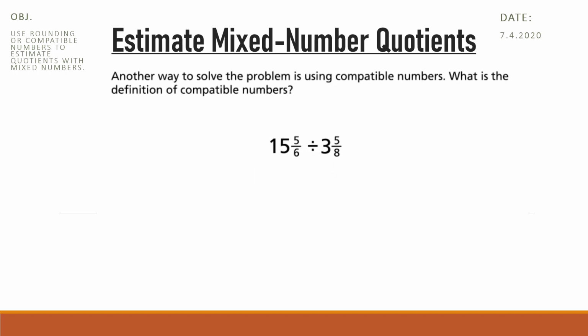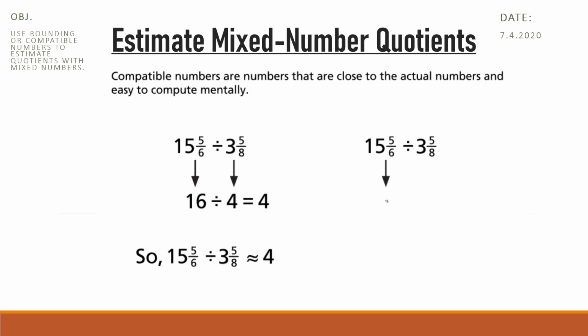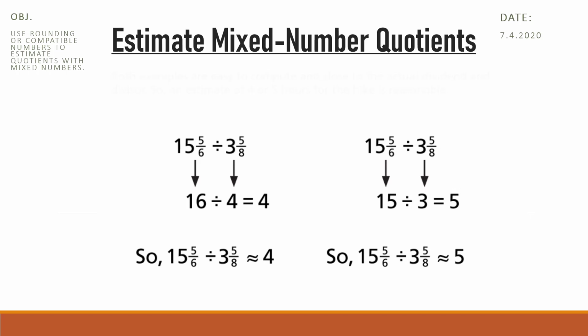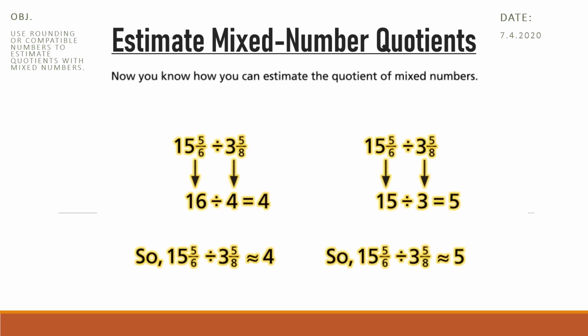Another way to solve the problem is using compatible numbers. What is the definition of compatible numbers? Compatible numbers are numbers that are close to the actual numbers and easy to compute mentally. Both examples are easy to compute and close to the actual dividend and divisor, so an estimate of 4 or 5 hours for the hike is reasonable. Now you know how you can estimate the quotient of mixed numbers. Great job!